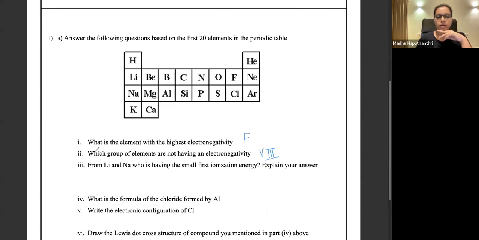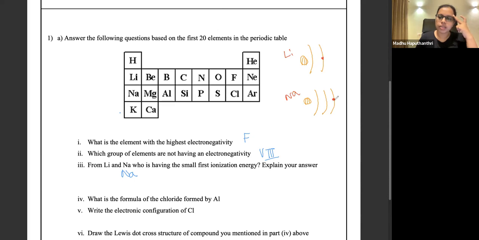Third one. From lithium and sodium, who is having the smaller first ionization energy? Right, okay, that is sodium. The reason for that one is, now I'm asking for the explanation also. In lithium, you have only 2 energy levels. In sodium, you have 3 energy levels. So in lithium, the valence electron is here. This is lithium. This is sodium.